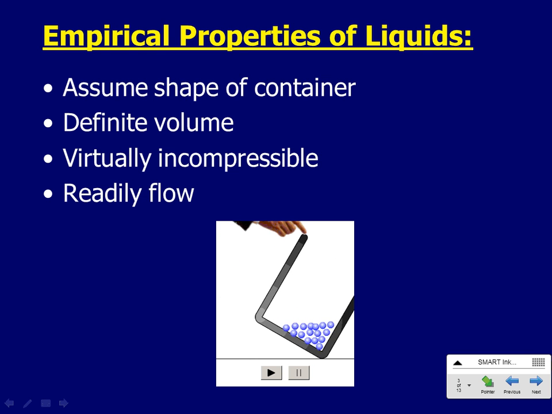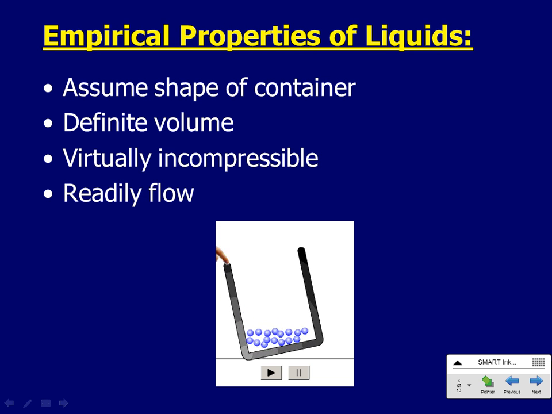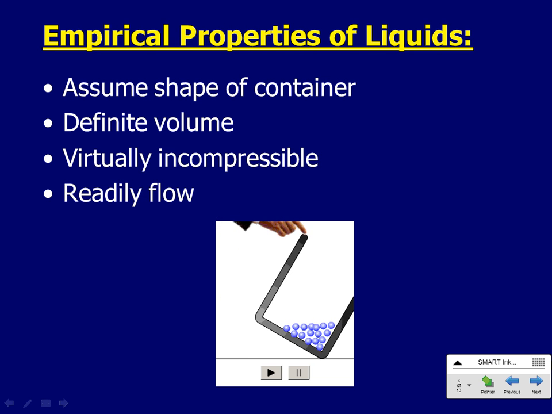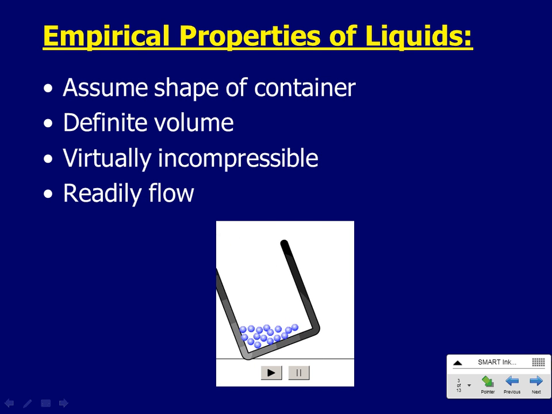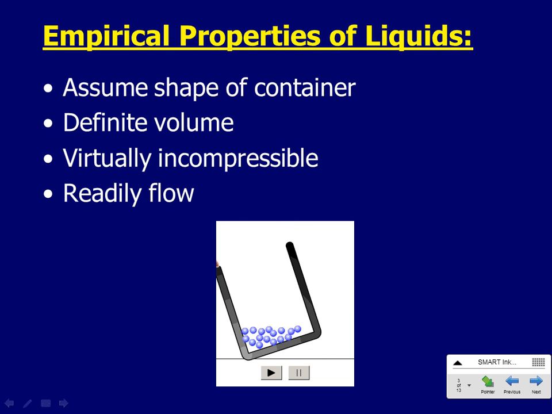It has a definite volume, which means you pour it into the beaker, and the space which it occupies is constant. All right? So you put 50 milliliters in the beaker, it's still 50 milliliters if you pour it into another container.